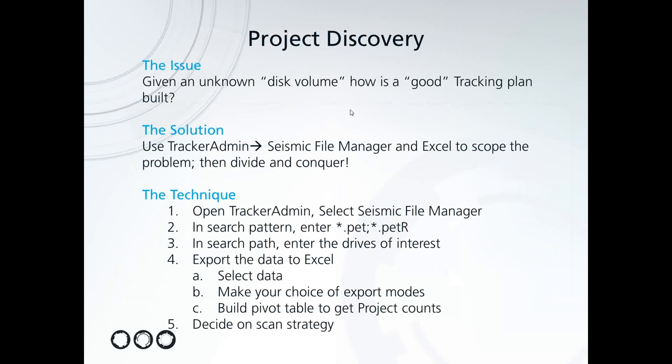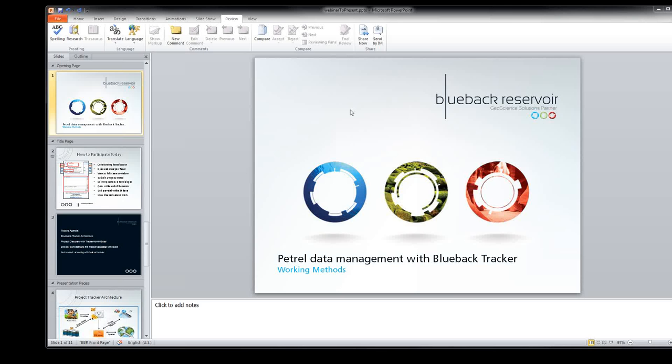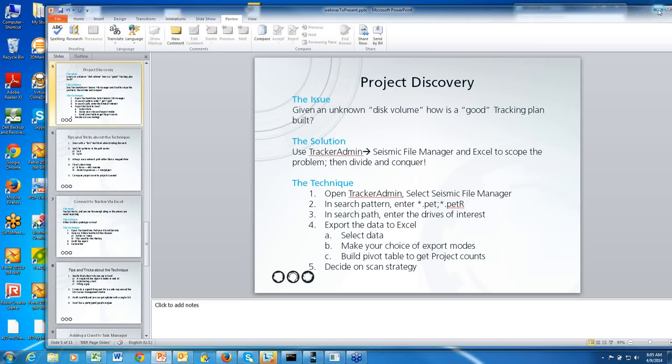We're going to enter a search pattern. We're going to get some data back. We export that data to Excel. We select it, and then we do a pivot table to get counts. And based on that, we're going to come up with a scan strategy. So I'm going to actually jump into our project manager now.